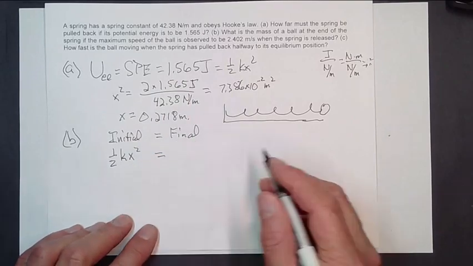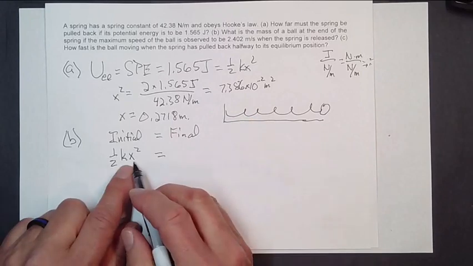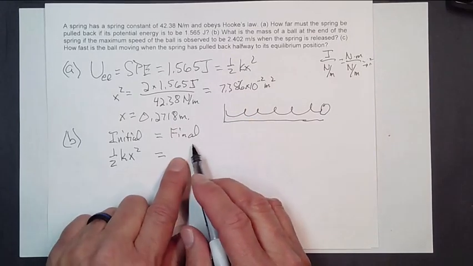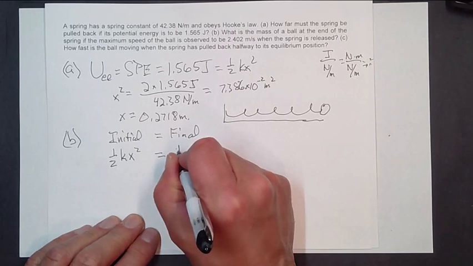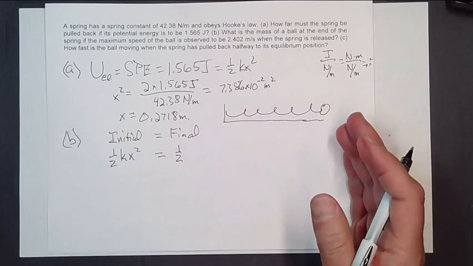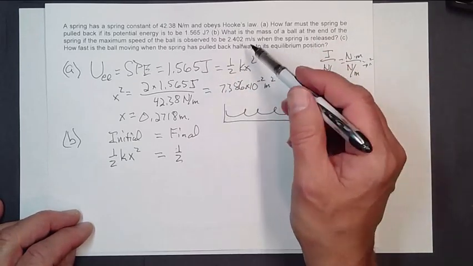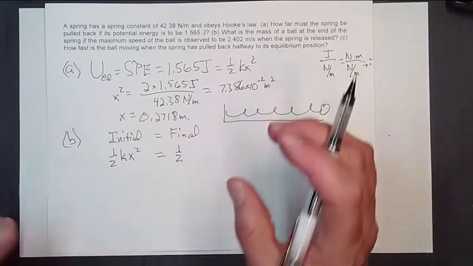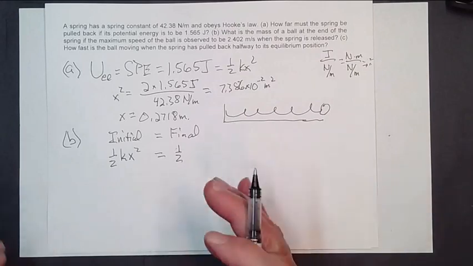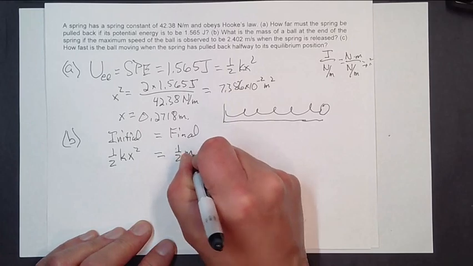At the end, the spring is back to its equilibrium position. x is 0, but there's going to be kinetic energy. By the way, we assume the spring itself has no mass, or very little compared to this ball that we're sticking on the end of it. And so we don't think about the kinetic energy of the spring itself. That's kind of cheating, but it is what we do.